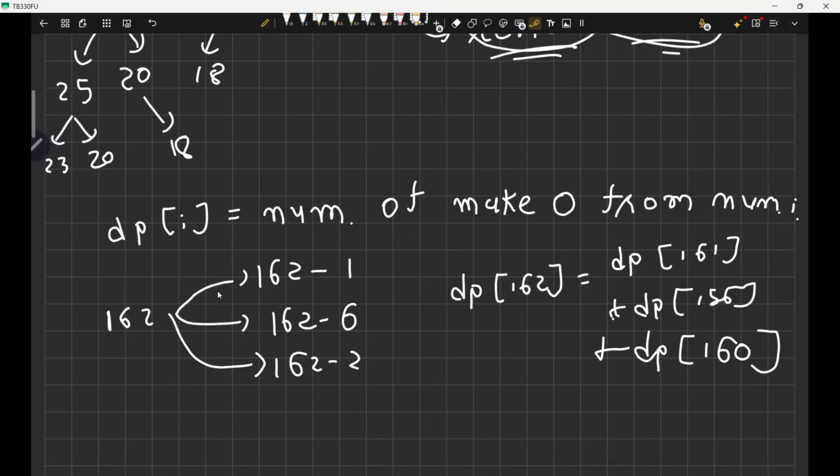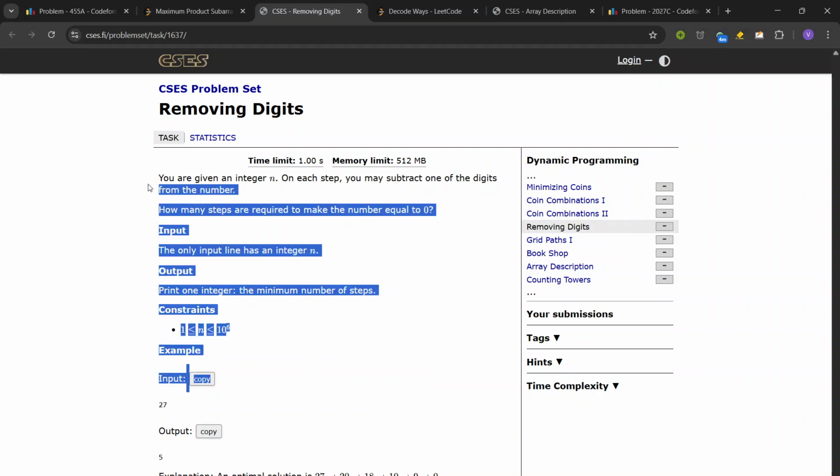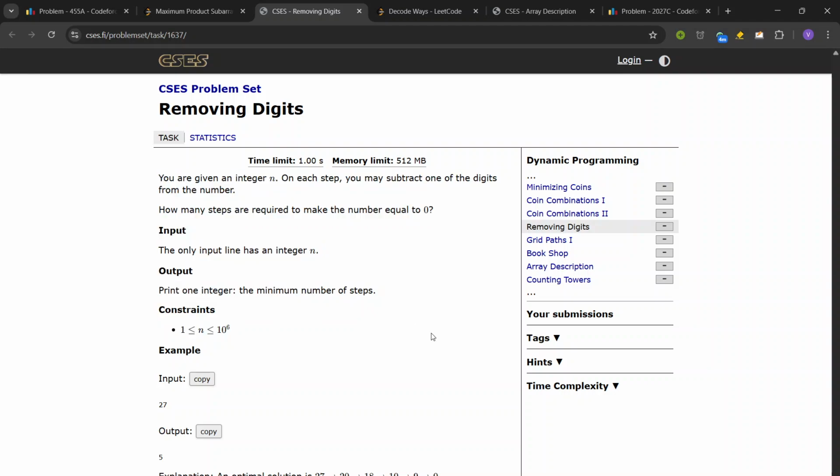So now the transition is going to be important in this case. The state was easy in this question, but the transition is nice. So what you will do is that you will see all of the digits of the current number, and then you will just do the number minus the digits. That's it, something like that, right? And you will get the answer. So let's just solve it. Okay, I hope that you understand this thing, right?